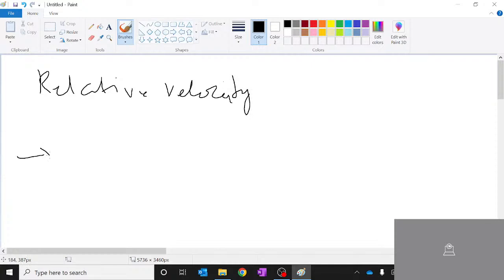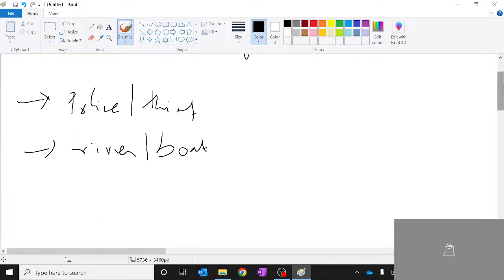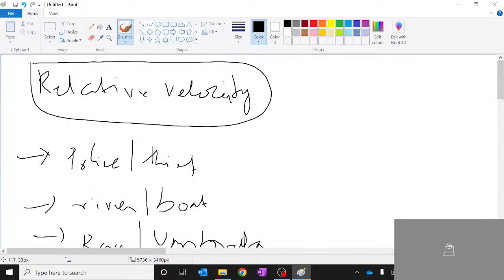You have police and thief. You have river and boat. And then the third variety of concepts that you can get is rain and man. You have rain coming in, then you have your umbrella. All these concepts fundamentally depend upon relative velocity. Clear?